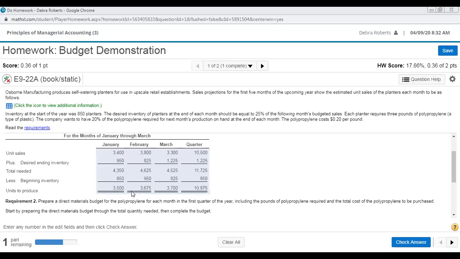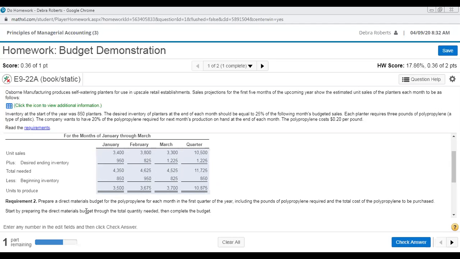And that's how I derived the 950, 825, and 225. Now that we have our unit sales, we want to add to that the number of units that we want to be our desired inventory to come up with our total number of units that we need. In this case, 4,350, 4,625, and 4,525.